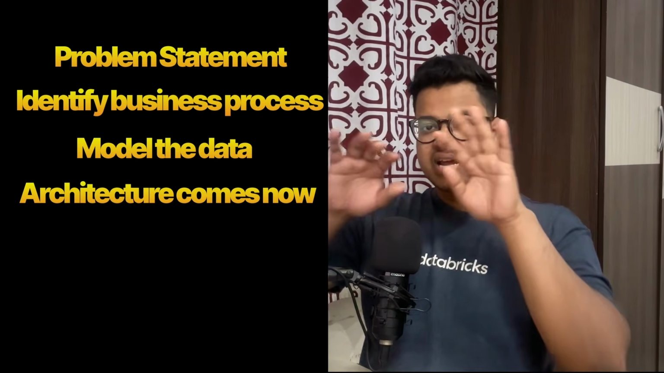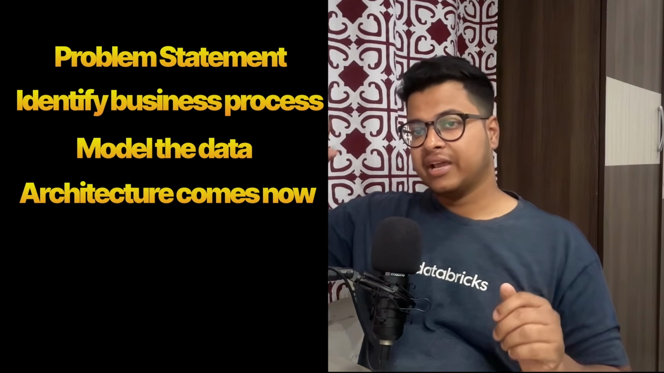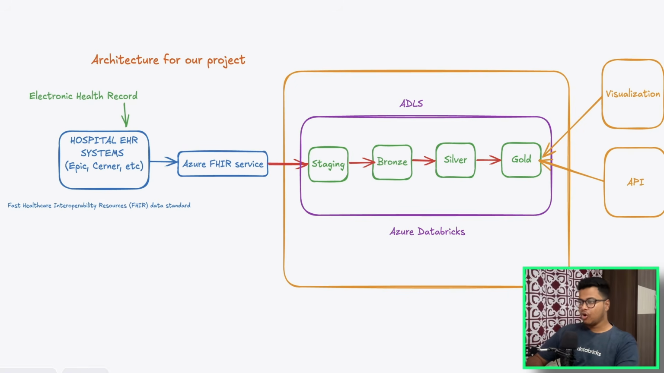Then once you understand the whole data space, that's when we'll think about what the components are that I need to make sure of, how I solve this particular problem, right? So for us, what happens is for all the electronic health records, all the hospitals or a lot of healthcare systems use something called Fast Healthcare Interoperability Resources, that is called the FHIR data standard.